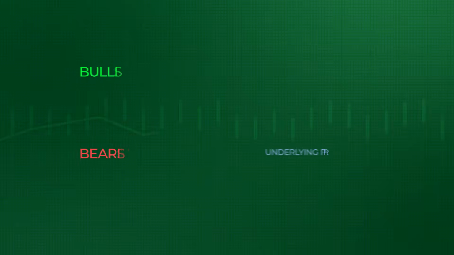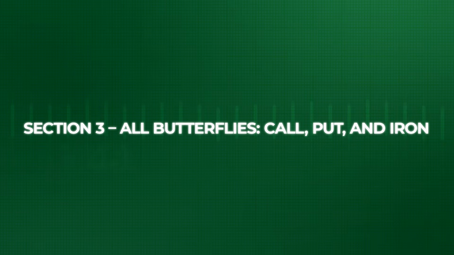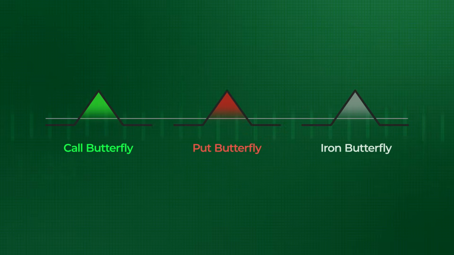Before we go deeper into directional setups, let's step back for a moment. There are actually 3 kinds of butterflies, not just one. They all share the same basic payoff shape, a body strike, 2 wings, but they differ in how they're built and in where traders usually place them.